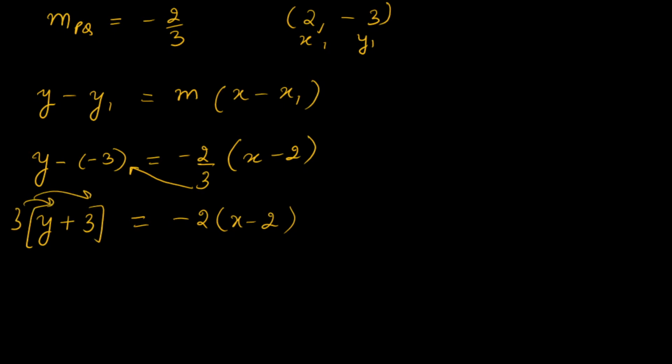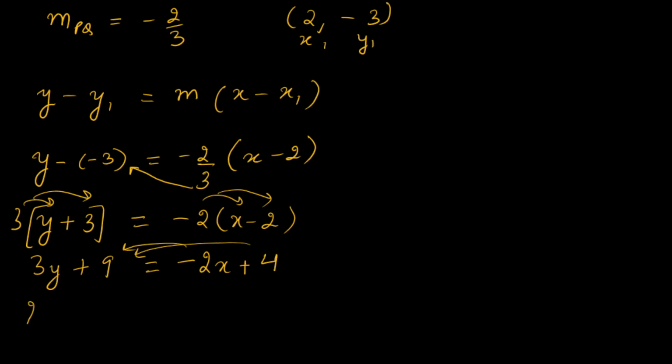Now we can do multiplication, so 3y plus 9 is equal to, here also we'll do bracket multiplication, minus 2x plus 4. Now everything will shift to the left side. So negative 2x when I shift it will become positive 2x, positive 3y is already there, plus 9 is already there, plus 4 when I shift it will become negative 4.